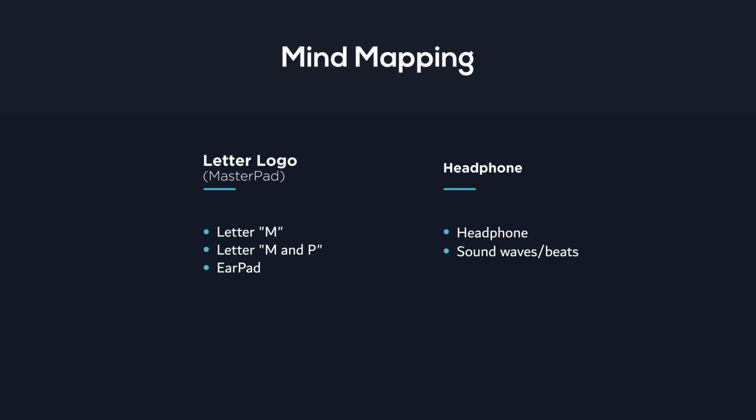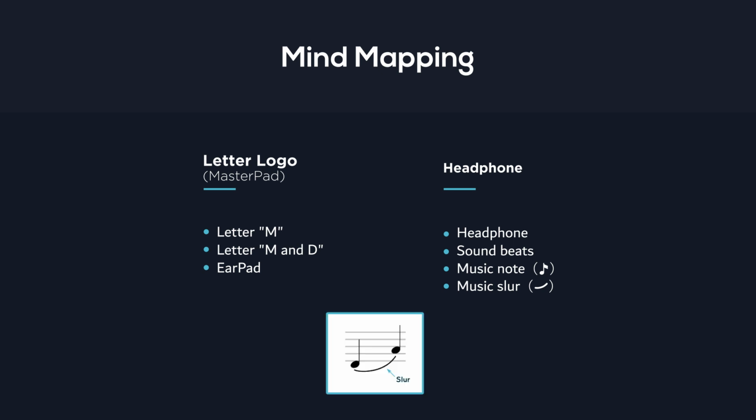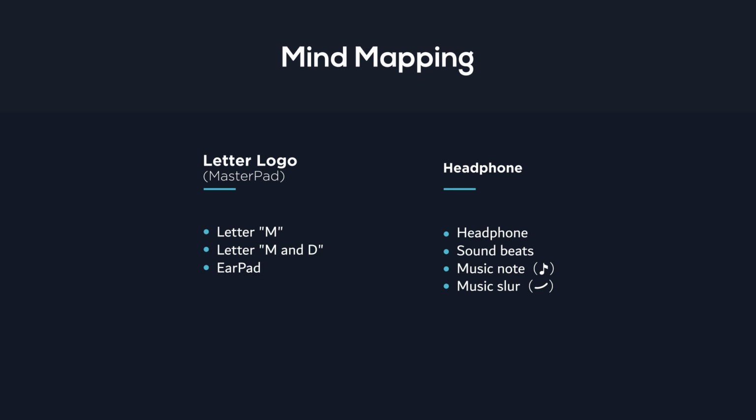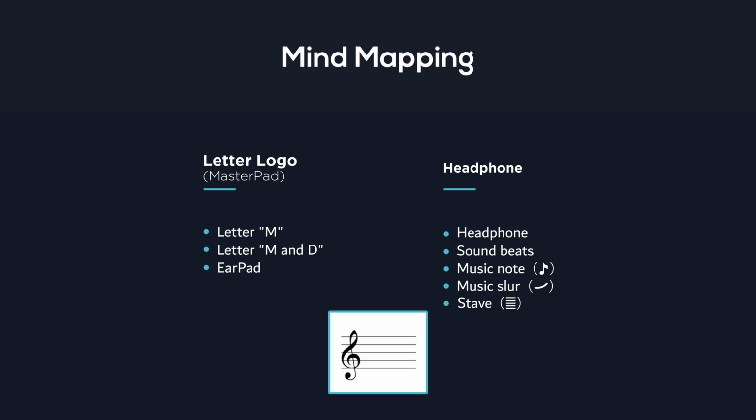And as you know that headphones are mostly used for listening to music, that's why we can also use a music note or a music slur. Music slur is basically a curved line which is used to show the sequence between 2 consecutive music notes. And we can also use the stave. Stave is a set of 5 horizontal lines with each line representing a different sound pitch.